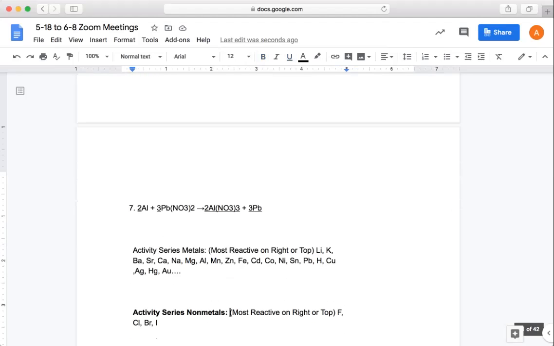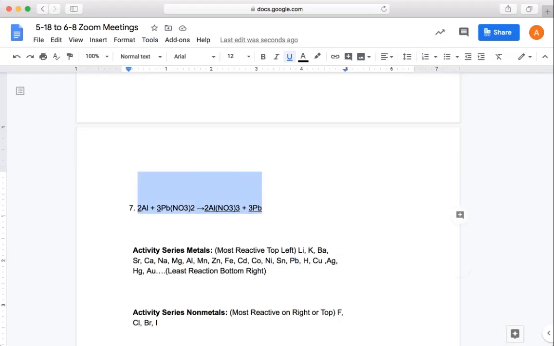Now we're going to number 7, which is the last problem. Once again, most reactive is top left, least reactive is bottom right. Here, aluminum is more reactive than lead, so will this reaction take place? Absolutely. Why? Because aluminum can replace lead here. And once you use stoichiometry to balance the coefficients, you have this answer.